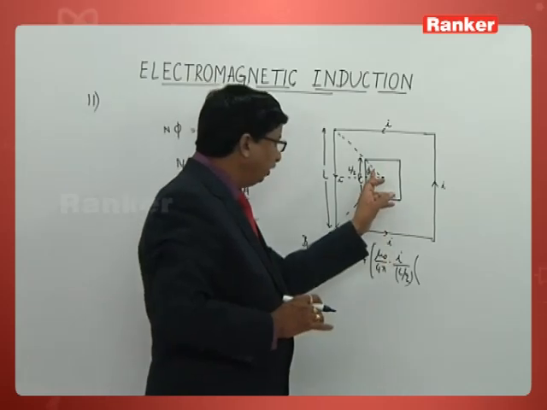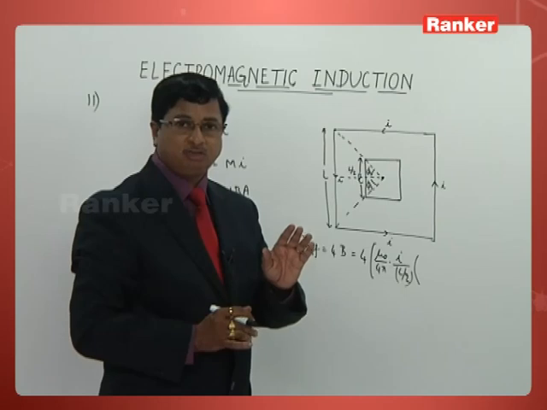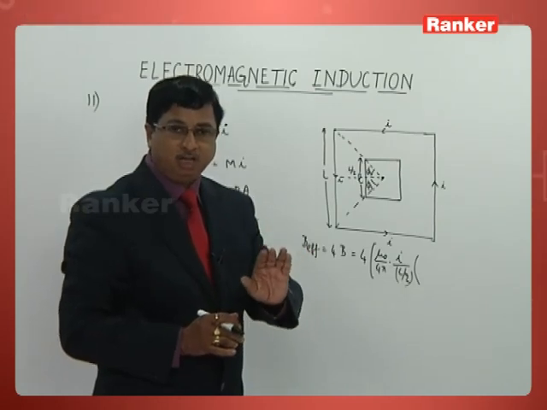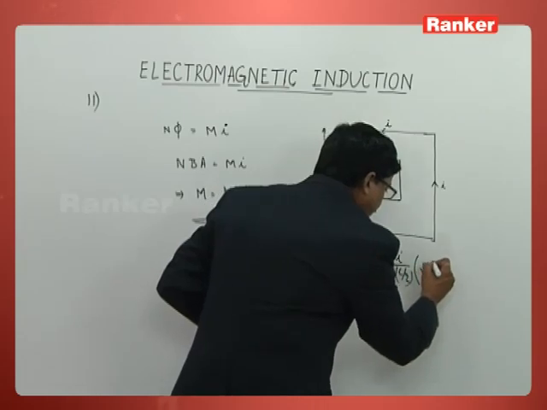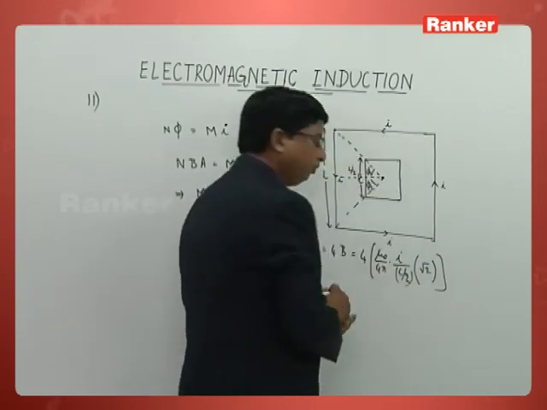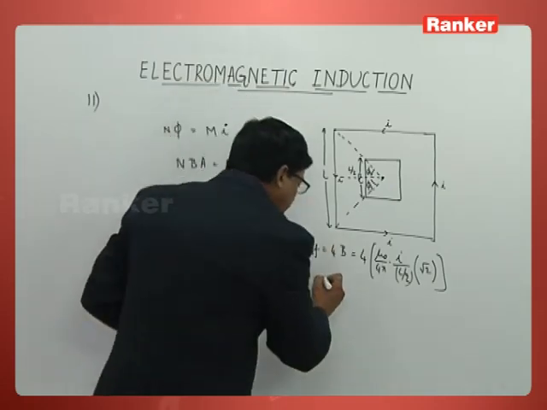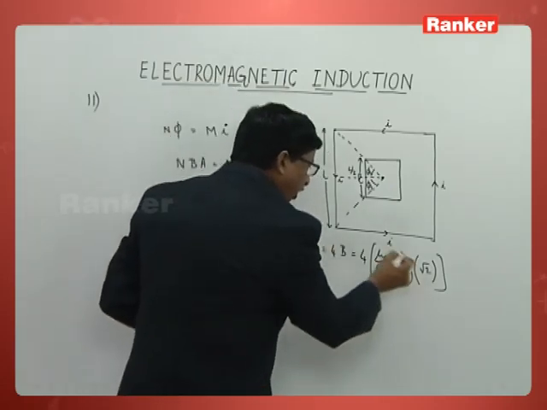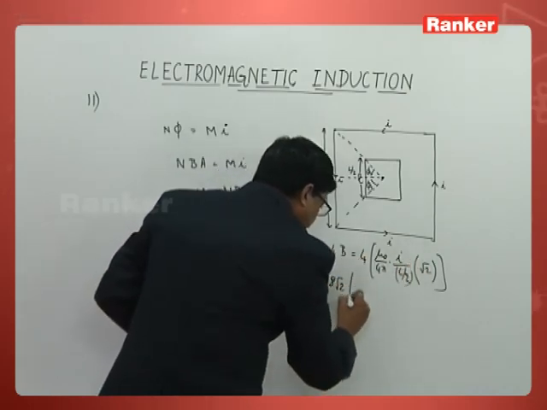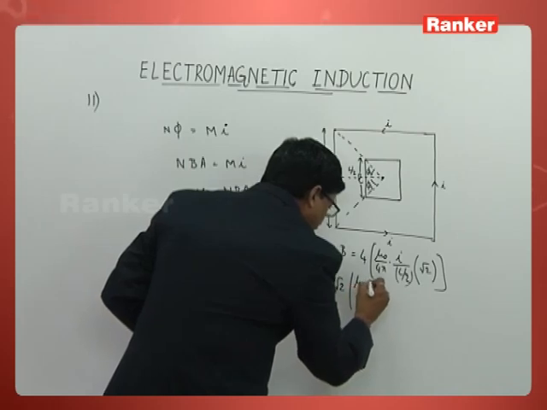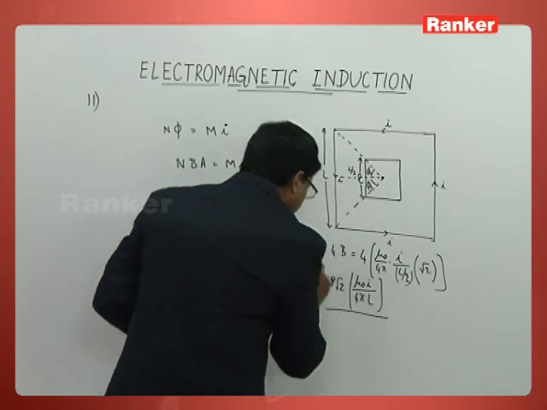Then what is sin 45? 1 by root 2, again 1 by root 2. 1 by root 2 plus 1 by root 2 is 2 by root 2, which can simply be written as root 2. So this now becomes root 2. So what do you get out of this? This becomes 2 going up, 2 for the 8 root 2 into mu naught I by 4 pi L, that is B.